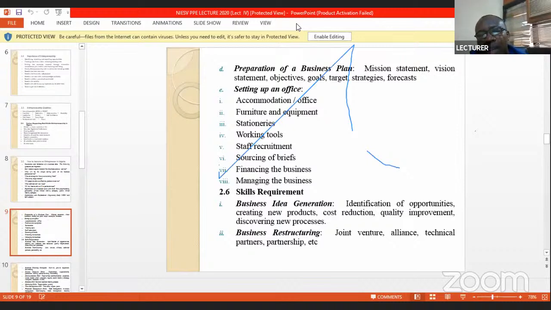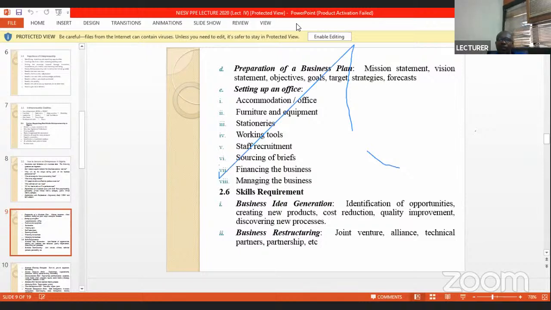You must write letters, all kinds of letters. You must be good in them. Imagine what will happen when you are starting a firm of your own, but you cannot write simple, correct English in your letters. It affects your image immediately. So sourcing of briefs can take you to so many places.